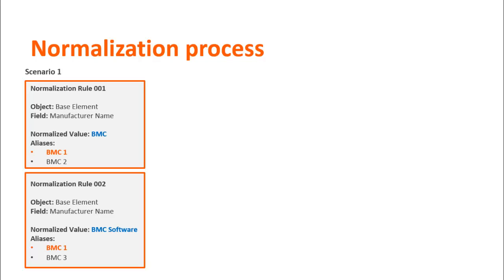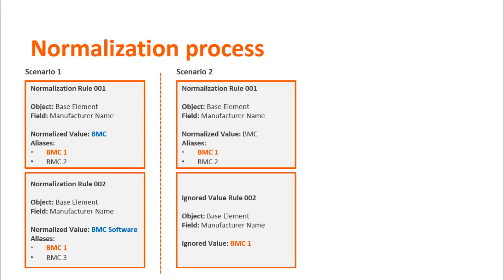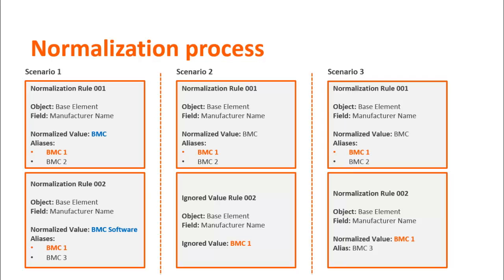In the first scenario, BMC1 is defined as an alias in two rules with different normalized values. In the second scenario, BMC1 is an ignored value in an ignored value rule, whereas it is defined as an alias in another normalization rule. And in the third scenario of conflicting rules, BMC1 is a normalized value in one normalization rule and an alias in another normalization rule.